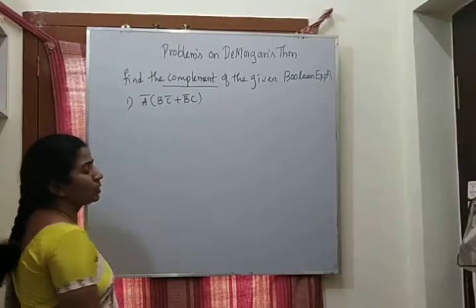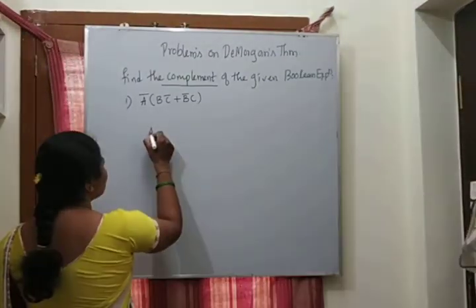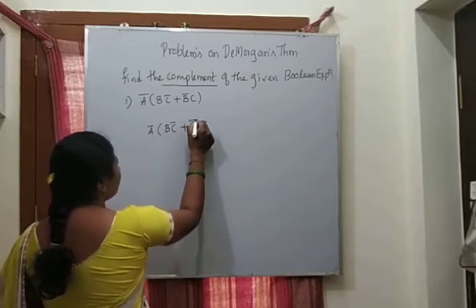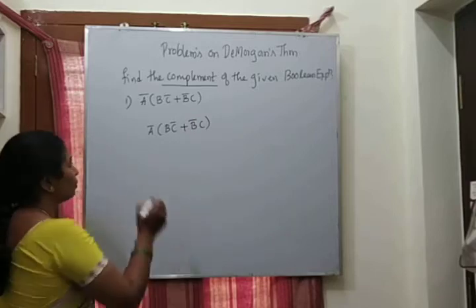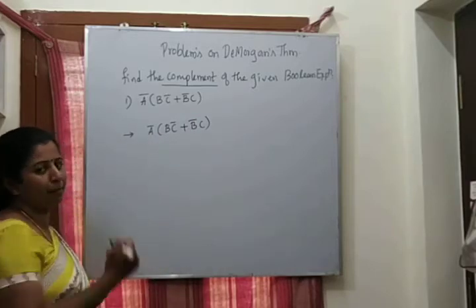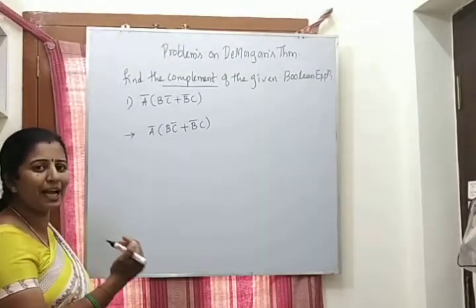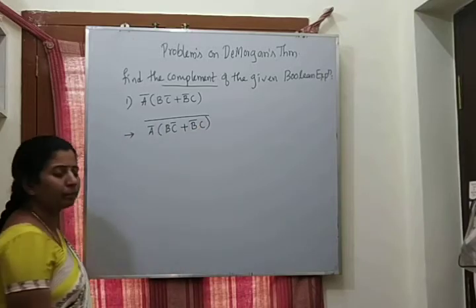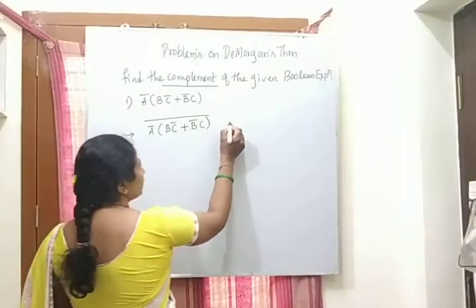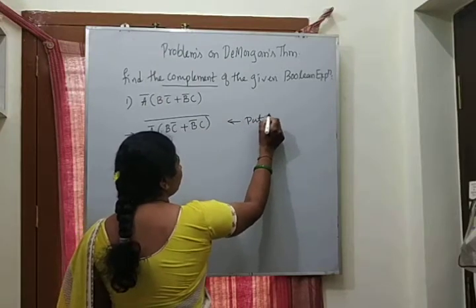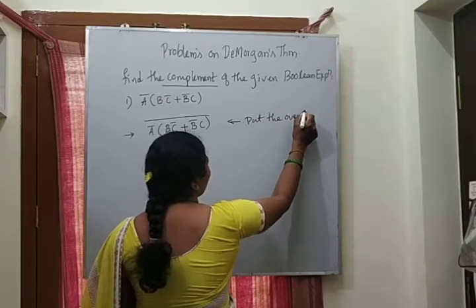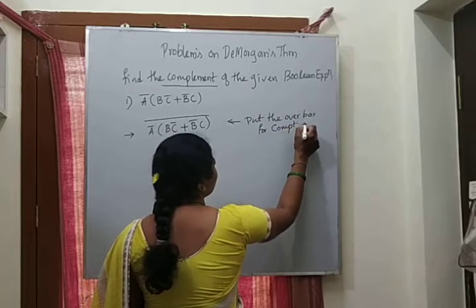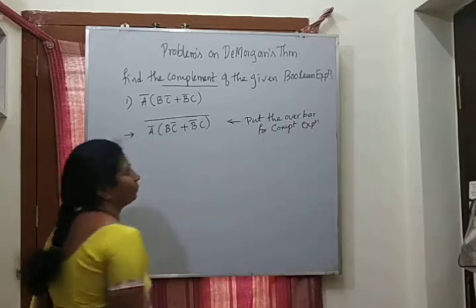Once the question is given, copy down the question once again: A complement B, C complement plus B complement C. This is your first step. That means copy down the same given Boolean expression as it is and put the over bar, completely over bar, for the complete expression.